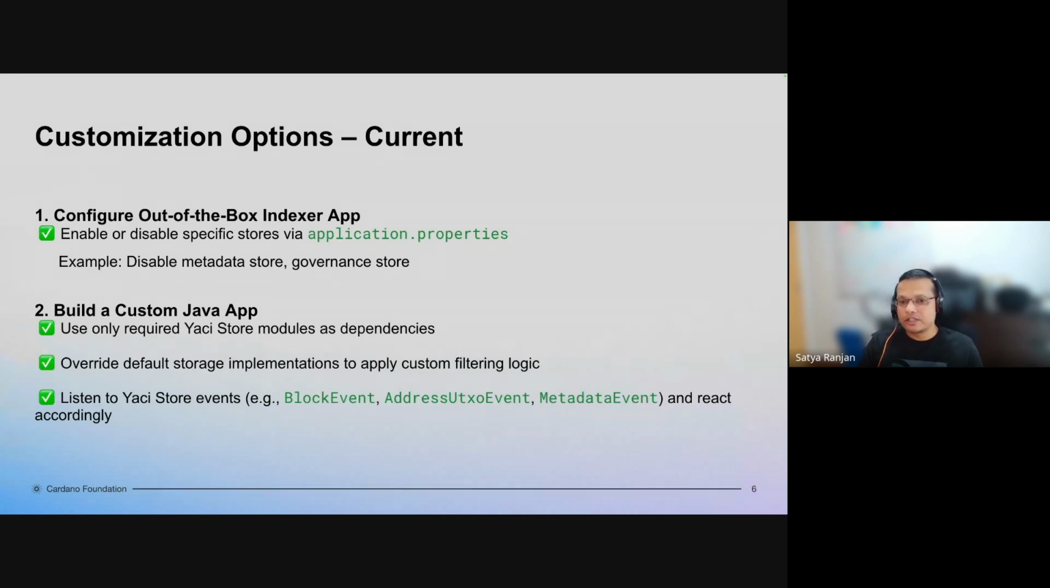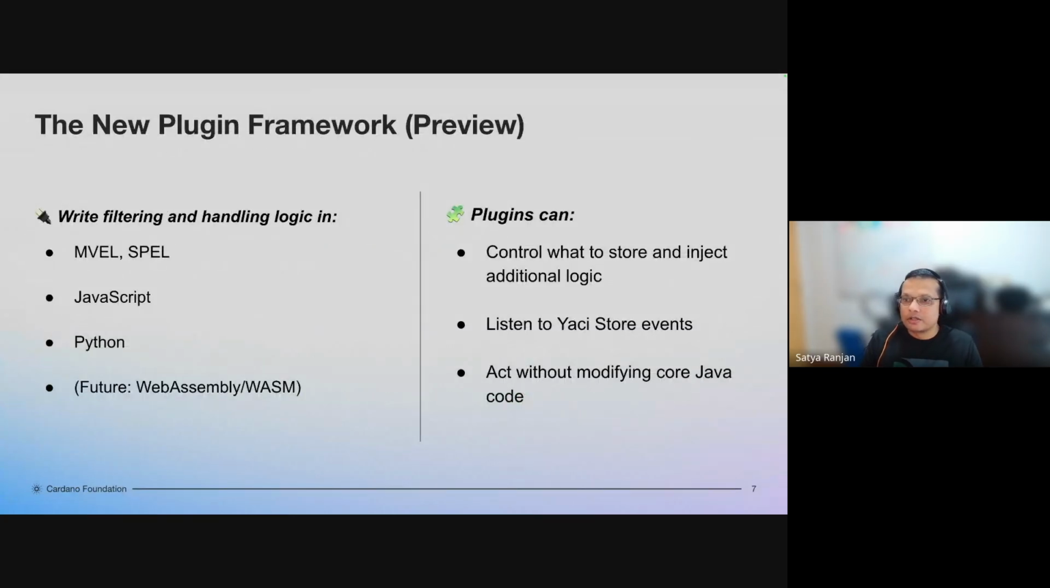There is a second option, which is mainly for Java developers, and which is quite powerful and is being used in many Java applications like Rosetta Java or Reeve, and many at Cardano Foundation, where basically you can override any default implementation. Like you can override the default storage implementation. You can listen to any events, like block event, address event, or any derived event, and you can do your own stuff. But this is only limited to Java, and that's what we're now going to change in the current release.